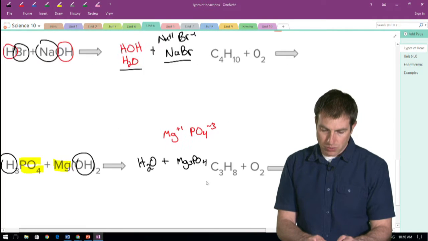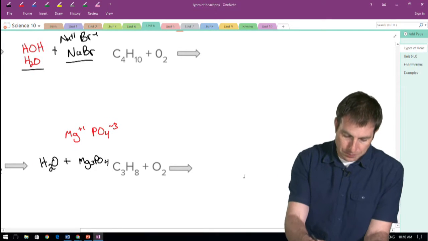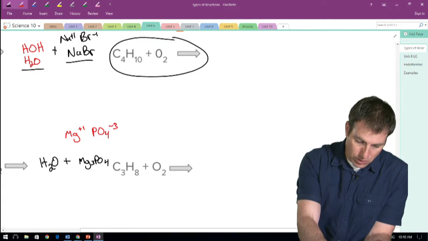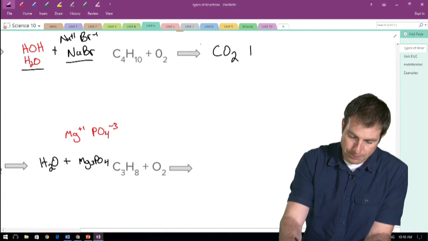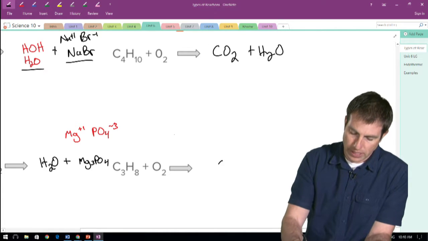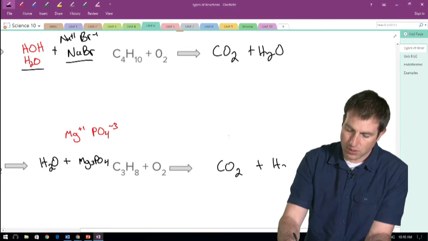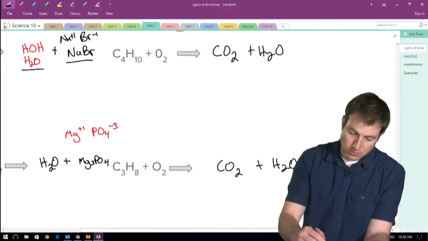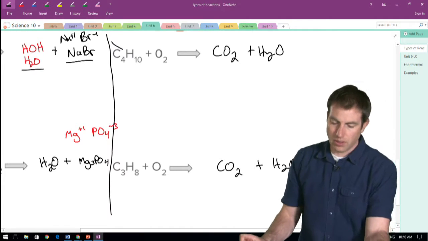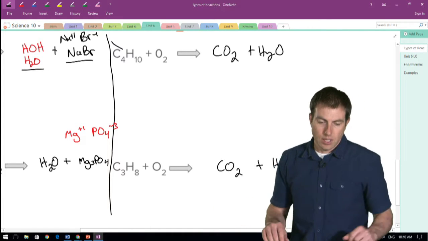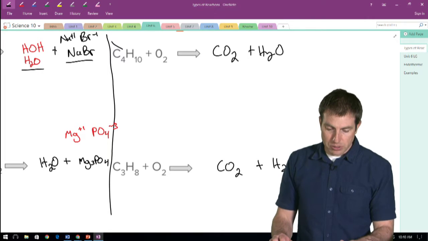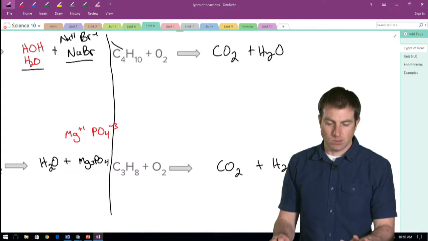Here's the two examples over on the side. C4H10, this is the one we're looking at here. We are going to produce carbon dioxide and water. And same thing down here. They are always the same. Always going to produce carbon dioxide and water anytime you burn a hydrocarbon.